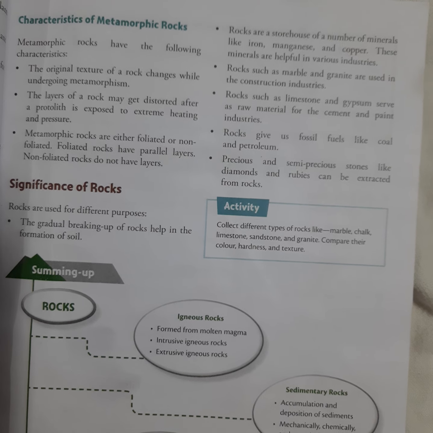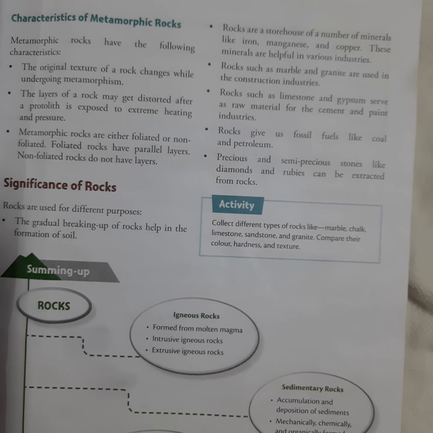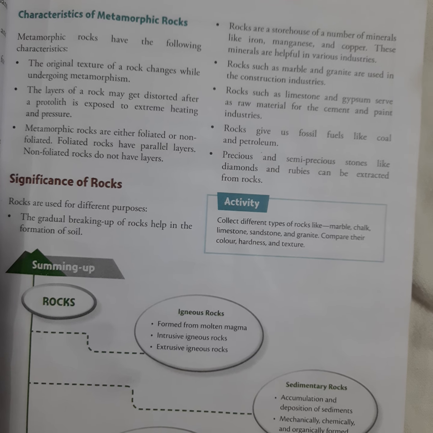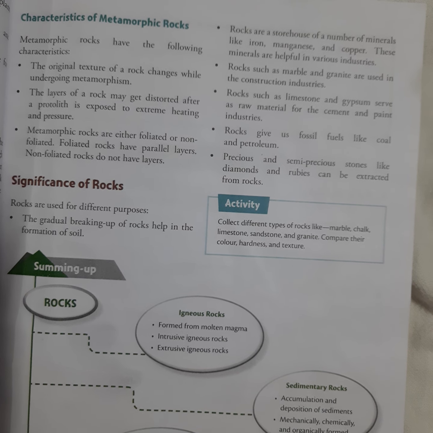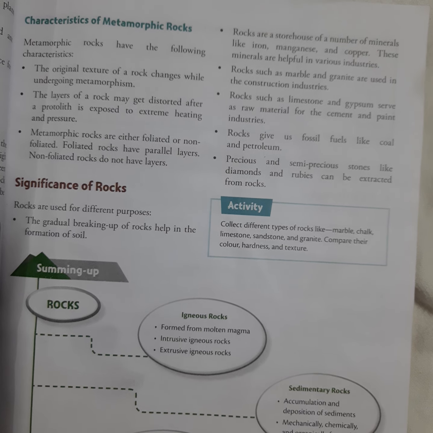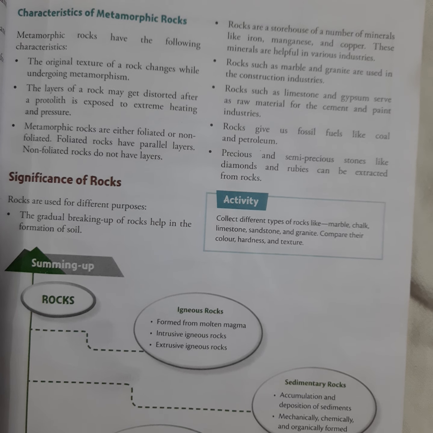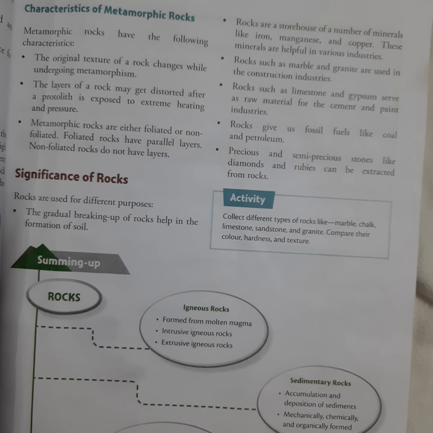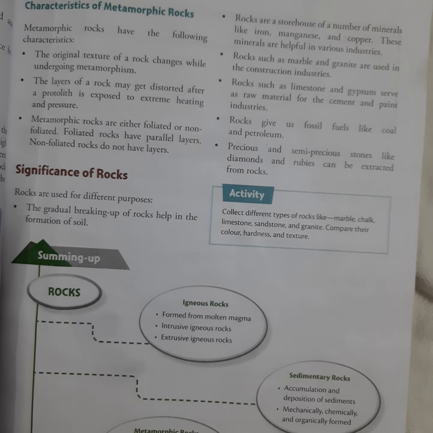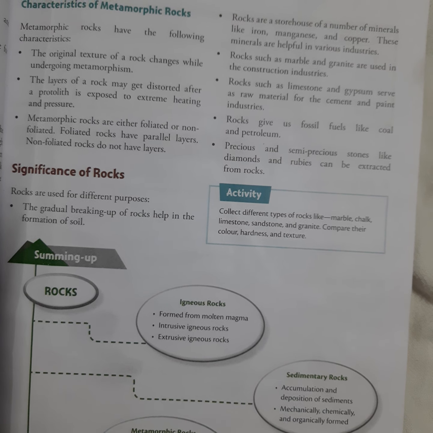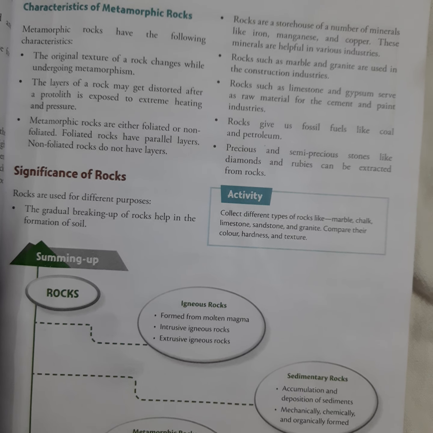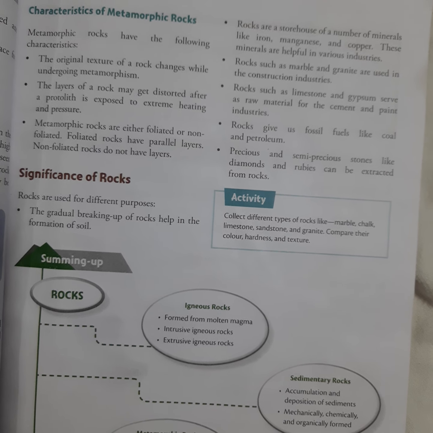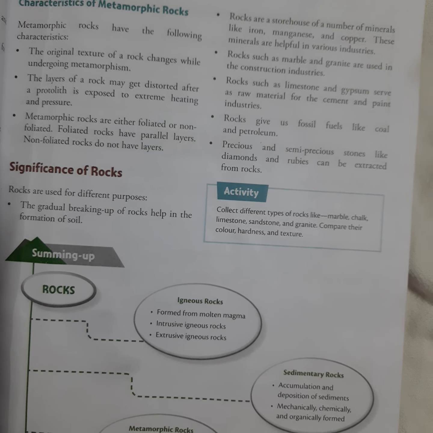Rocks such as marble and granite are used in the construction industries. Rocks such as limestone and gypsum serve as raw materials for the cement and paint industries. Rocks give us fossil fuels like coal and petroleum. Precious and semi-precious stones like diamonds and rubies can be extracted from rocks.